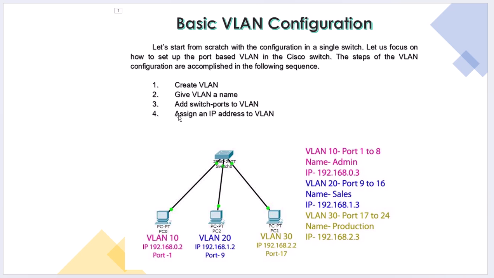We have four important pieces of information needed to create a VLAN. First, create the VLAN with the VLAN number, then give the VLAN name, and configure the switch port, as you can see in the picture. We also need to configure the IP address if it is an L3 VLAN.